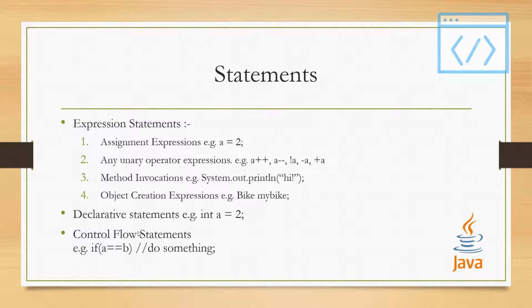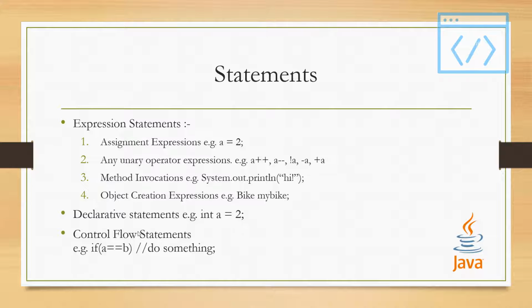Now, there are a couple types of statements. So the first is expression statements. The ones involved in that are assignment expressions, so when we say a equals 2 or b equals the character c or something like that. Any unary operation, which means, as we saw in the previous tutorial, a plus plus, a minus minus, all these kinds of increments or decrements, is an expression statement. Similarly, as we've seen before, method invocations are expressions, so they're also expression statements.